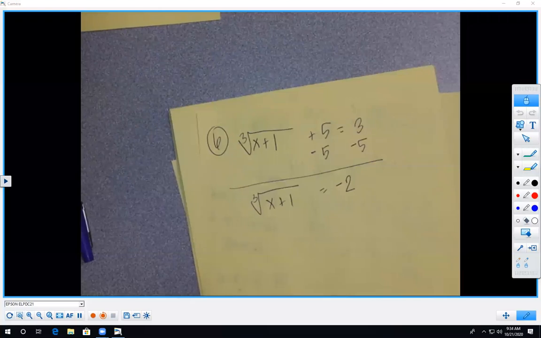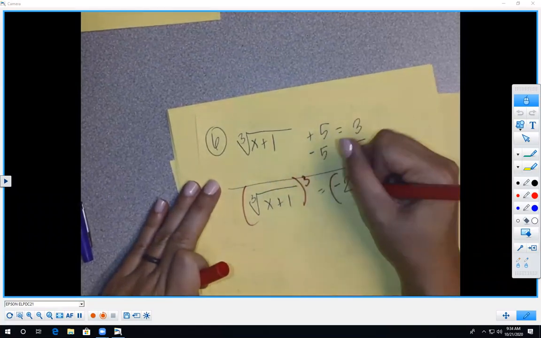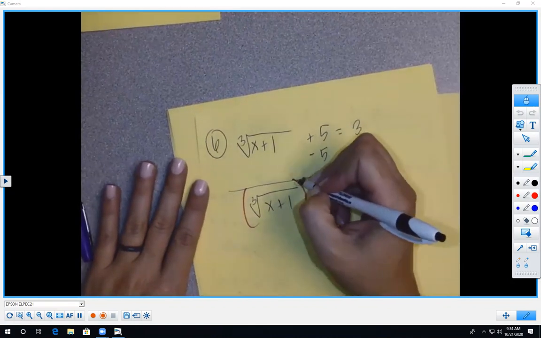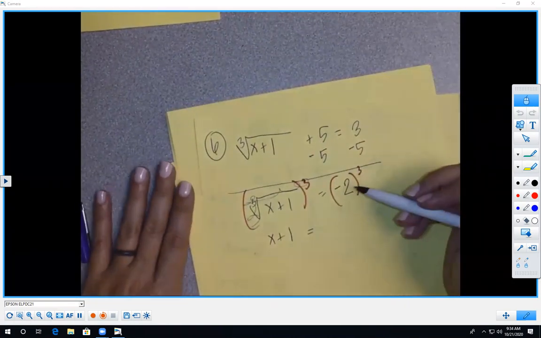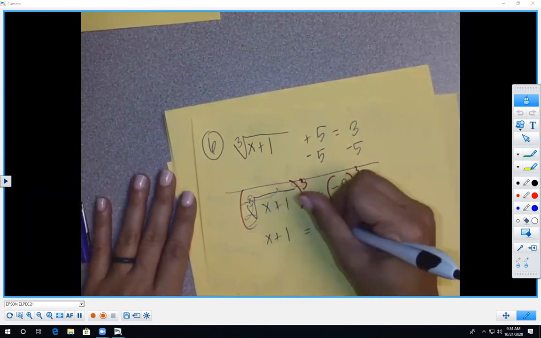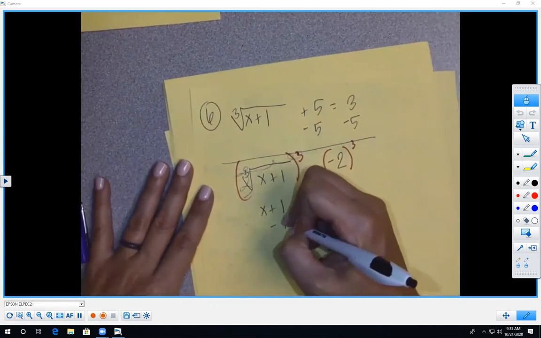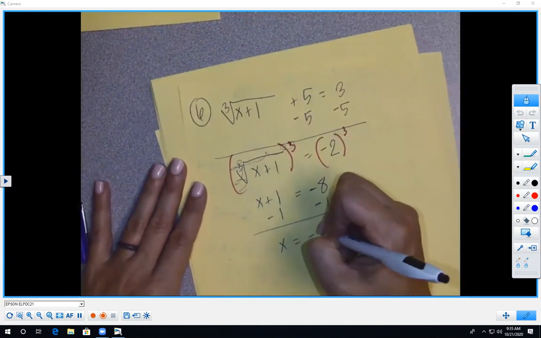How are you going to get rid of a cube root? Cube both sides, right? Raise both sides to the third power. So the cube root and cube undo each other on the left-hand side, and we just get x plus 1. On the right-hand side, what's negative 2 to the third power? Negative 8. And then how do I solve for x here? Subtract 1. And so I get x equals negative 9.